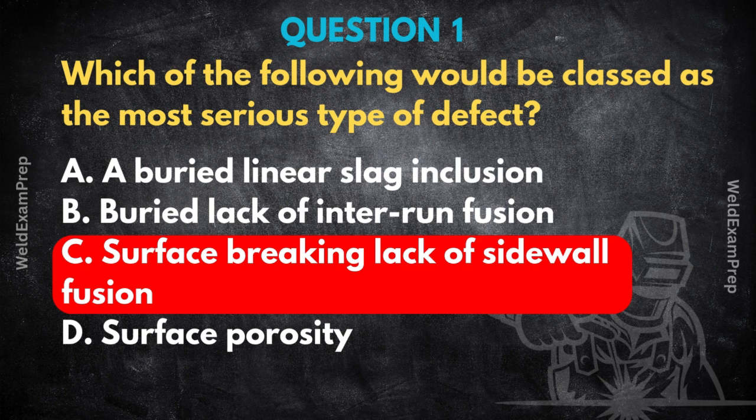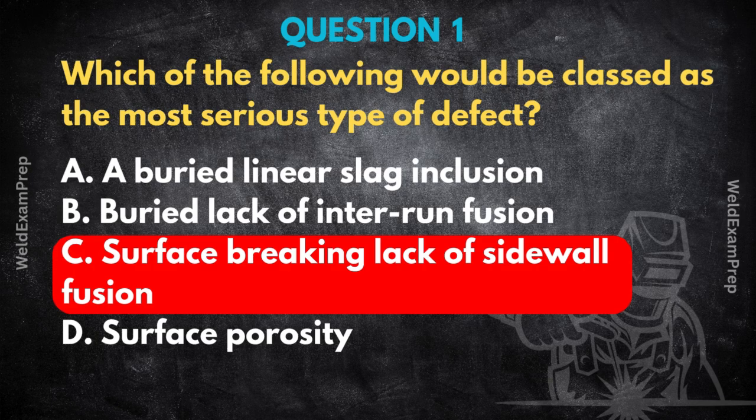Whereas porosity is maybe more like little bubbles. Right. Porosity, even surface porosity, is usually more rounded, more localized. While it's not good, and it is a stress riser, a linear lack of fusion often presents a much larger, sharper notch and a more significant reduction in the weld's effective cross-section. It's a major structural integrity issue. Got it. So surface breaking is bad, but a surface breaking line defect that affects the actual joint integrity, like lack of sidewall fusion, that's the worst combination. That's the key takeaway. It hits both criticality factors: surface location and significant structural impact.